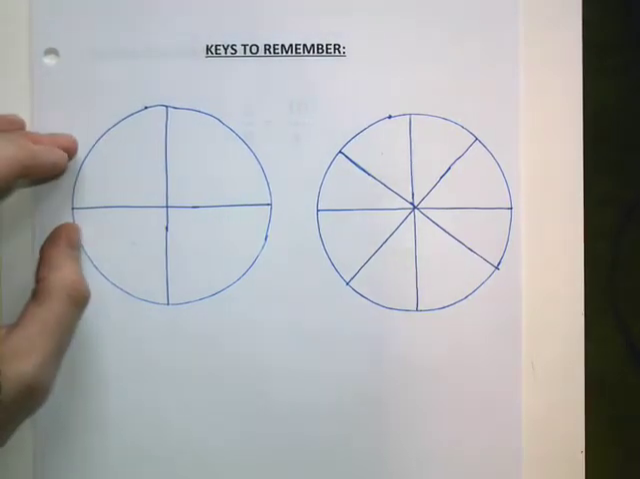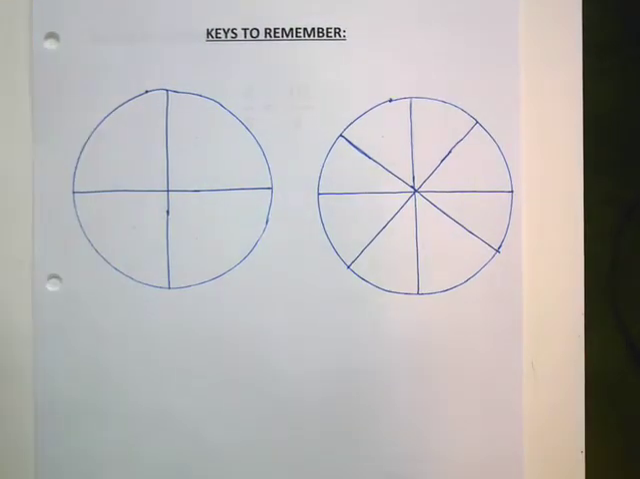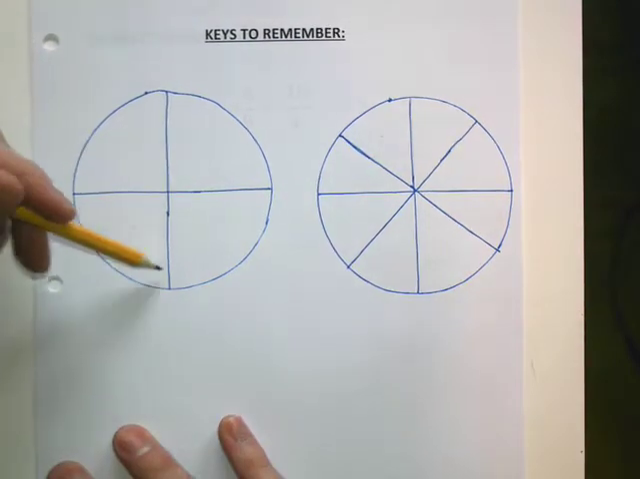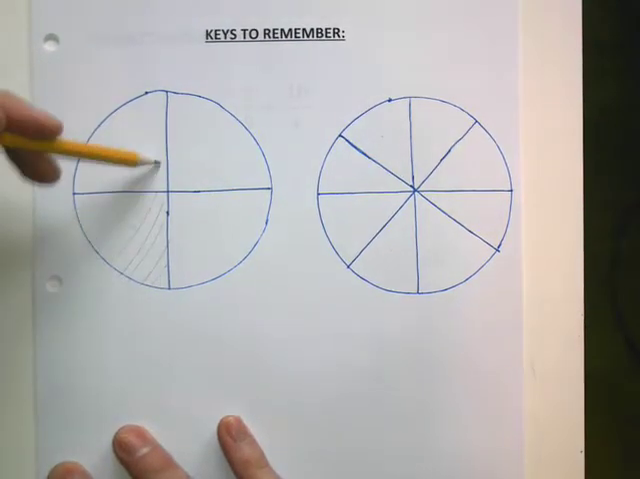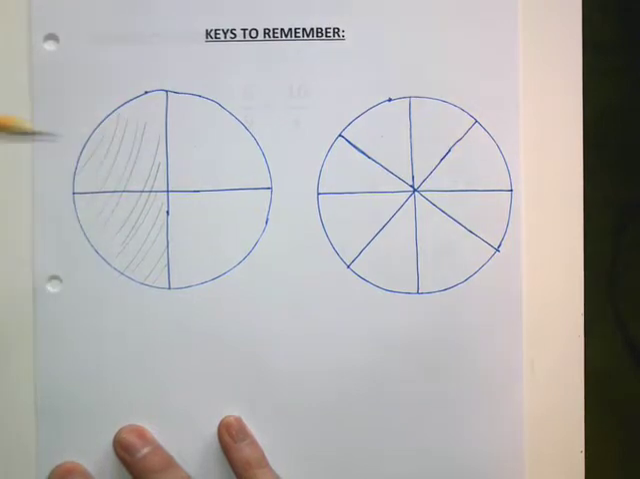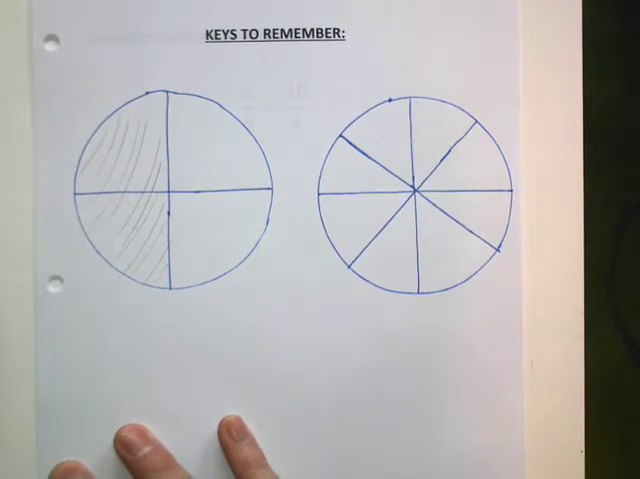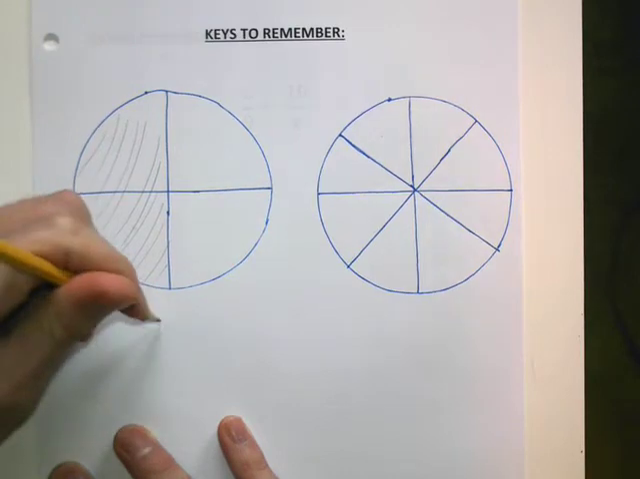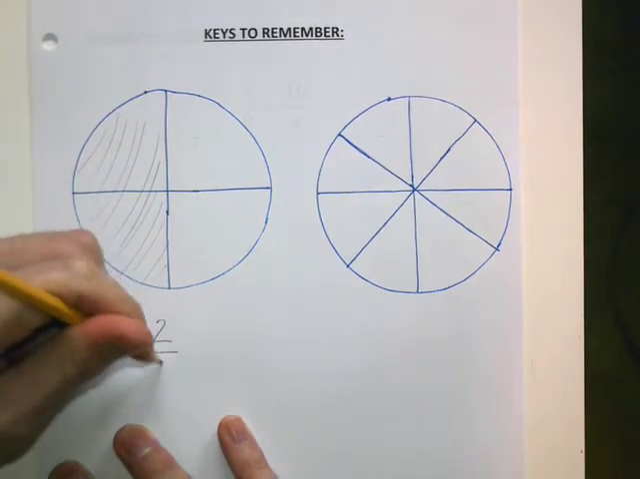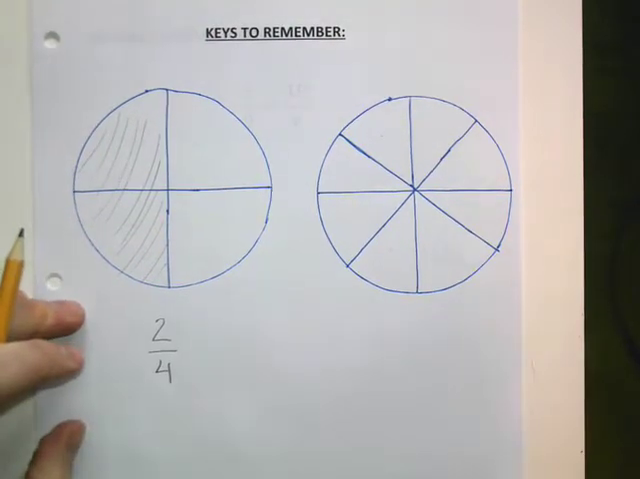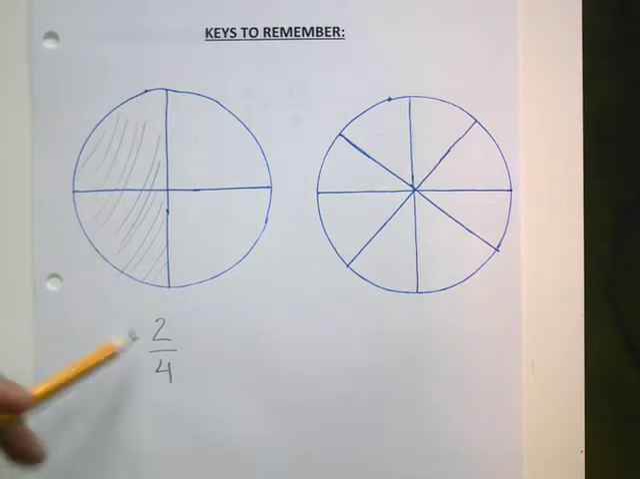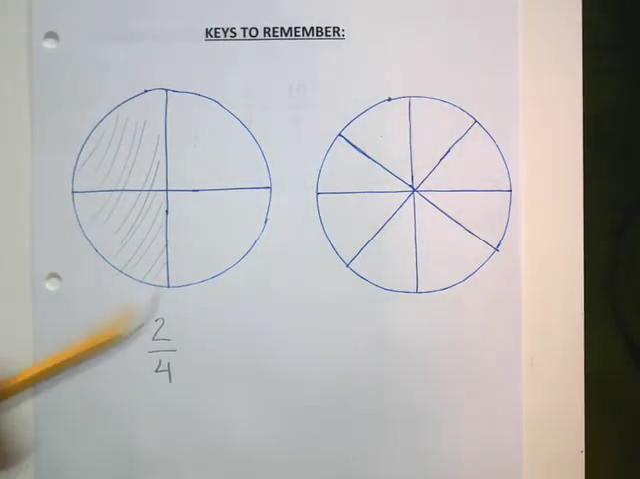If you were told that you could have half of a cake, looking at this one, let me just shade in half of this cake. You could say that you're eating 2 out of the 4 pieces of cake. That's called a ratio. 2 out of 4 would be a ratio. I'm eating 2 out of the 4 total pieces.